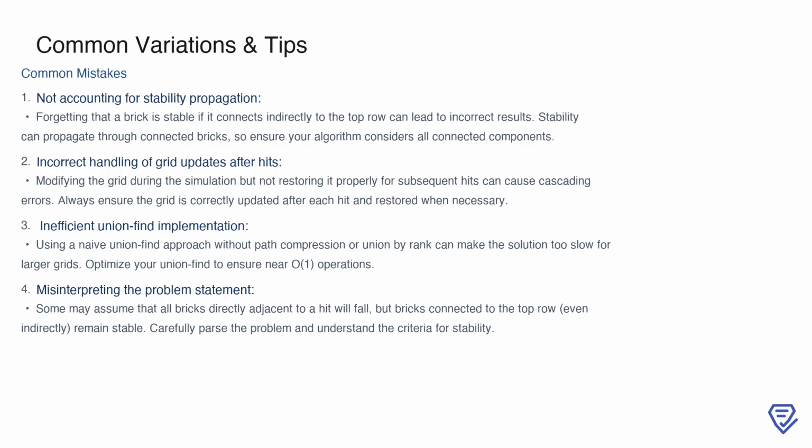Additionally, using an inefficient union-find implementation can drastically slow down your solution. Techniques like path compression and union by rank are essential for keeping operations fast, even on larger grids. Finally, misinterpreting the problem criteria is a common pitfall. For example, bricks connected to the top row in any way remain stable, so it's important to avoid assuming that all adjacent bricks necessarily fall after a hit.